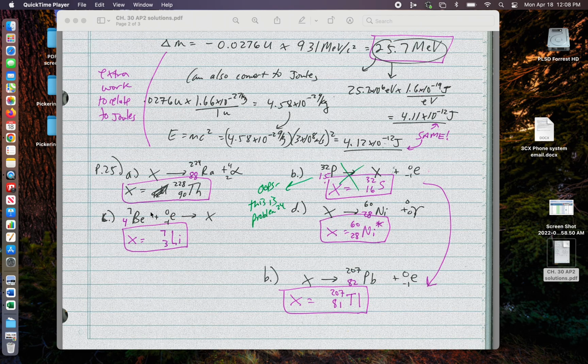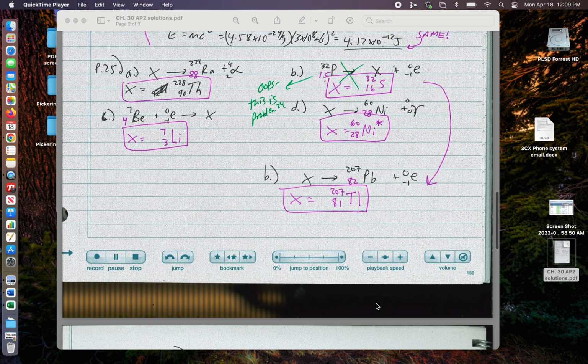For C, again, 4, -1. So that would equal 3. 7 and 0 would equal 7. So that's lithium. And then D, this is a gamma particle. So it's, again, nickel on the left side, just at a higher energy state.